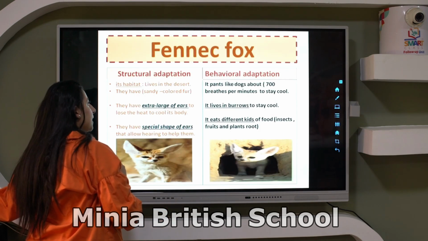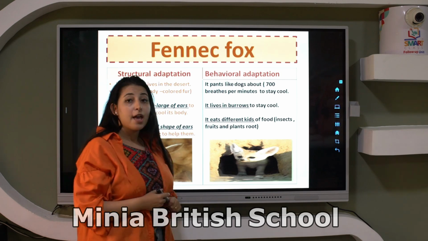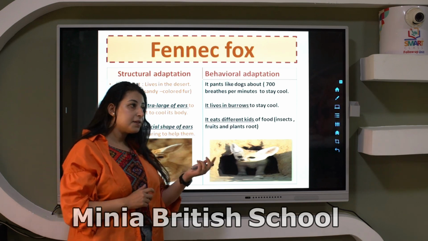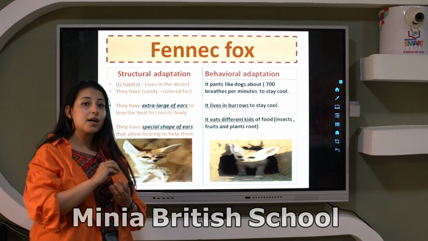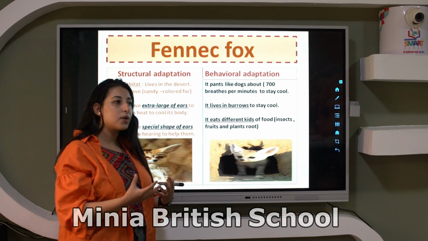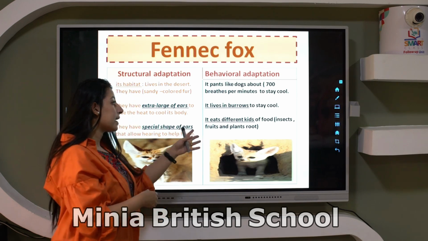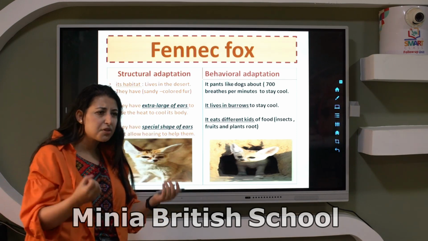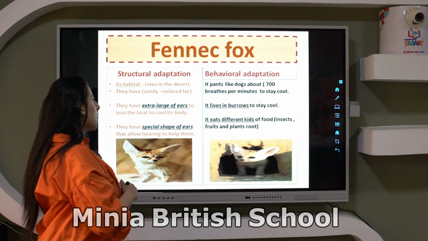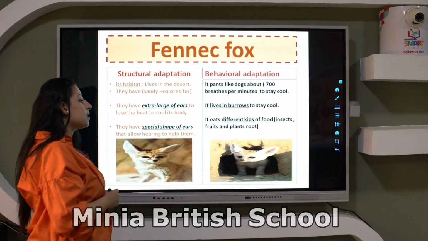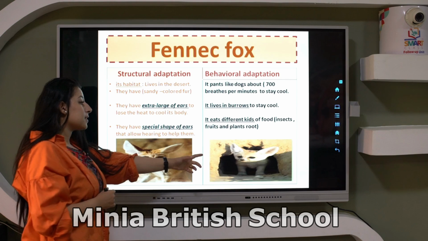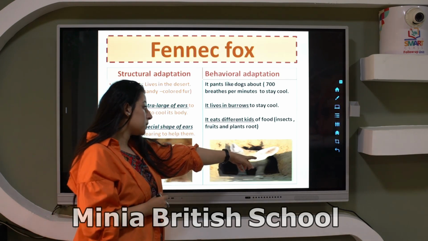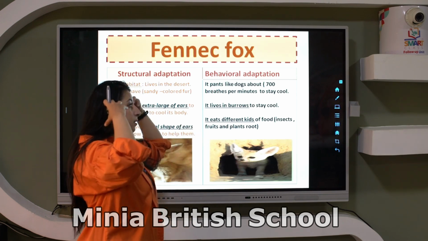What about the fennec fox and the Arctic fox? The fennec fox, as we said yesterday, lives in the desert. God created inside its body some structures to adapt to its environment, and it can also make some behaviors to keep its body cool in the extreme hot weather in the desert. Okay, what are the structural adaptations of the fennec fox? God created for it, as we see, extra large ears. Can you see its ears? They are extra large ears.